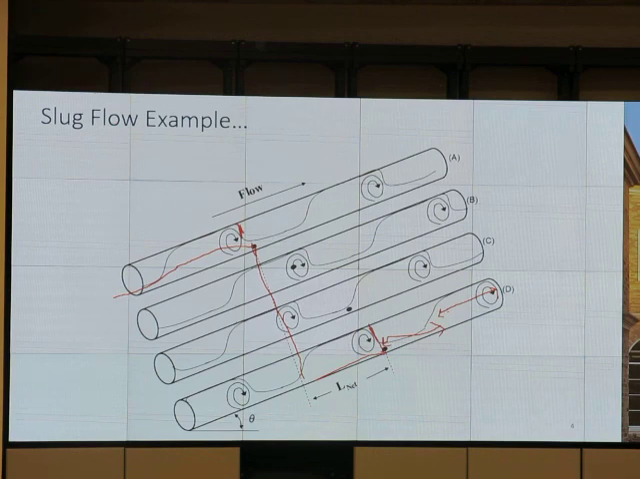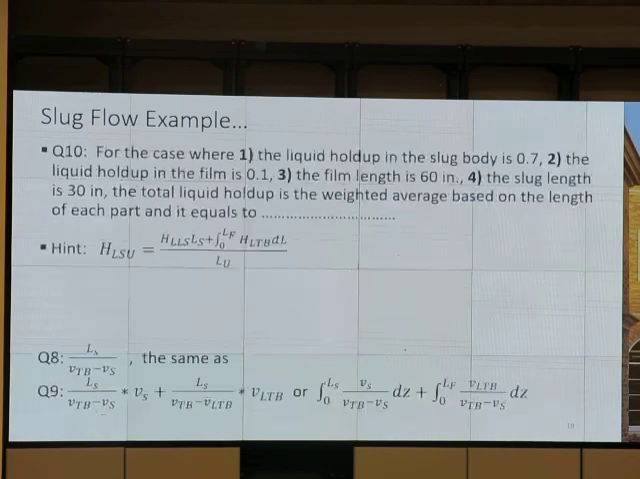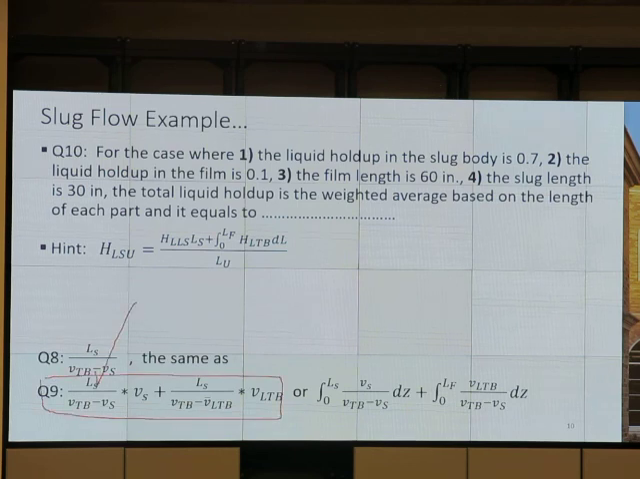So you use the time that it stays in the slug body multiplied by the velocity in the slug body, VLS or VS, plus the time that it stays in the film multiplied by the velocity when it is in the film, which is VLTB. Add them together, that's the answer. So that's why I have this. The first component is time, this is velocity, and this is another time when it's in the film, and that's the velocity in the film.